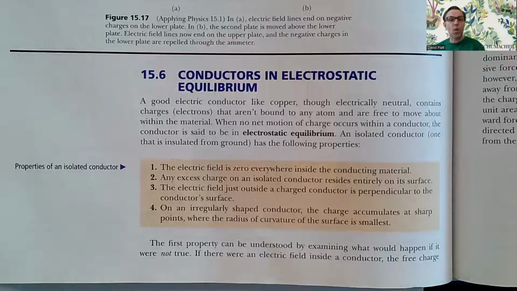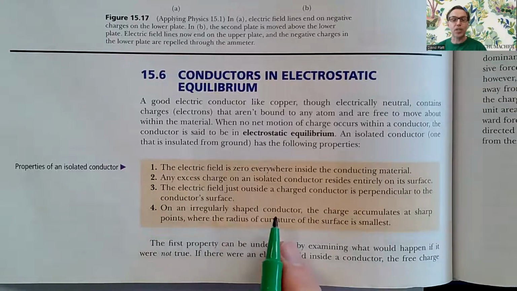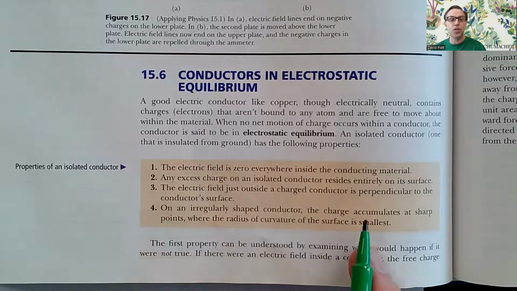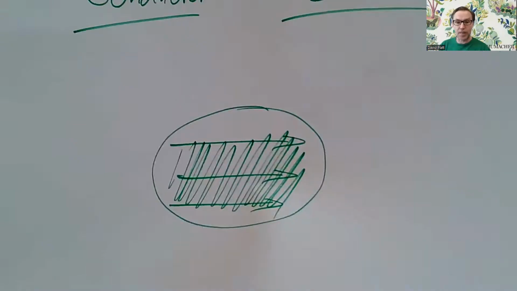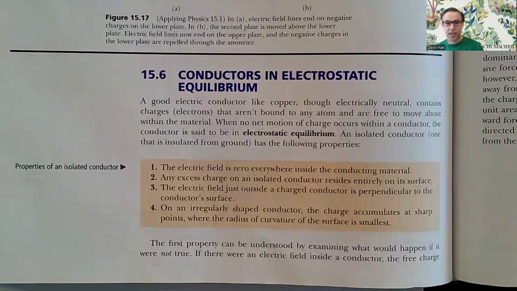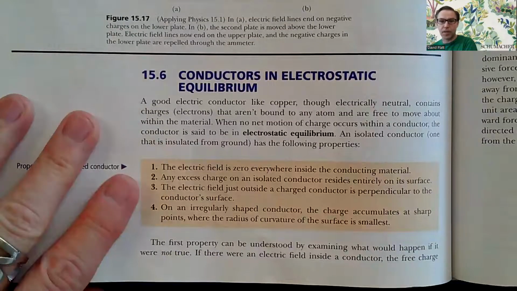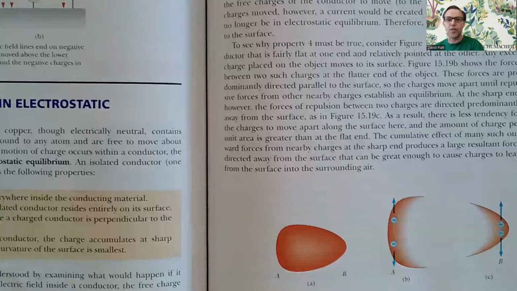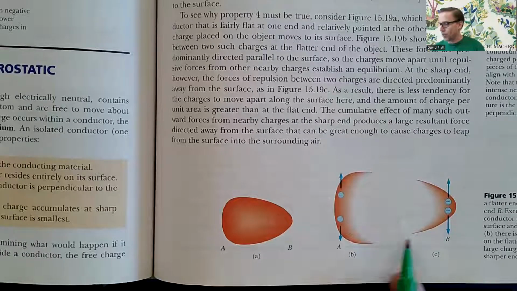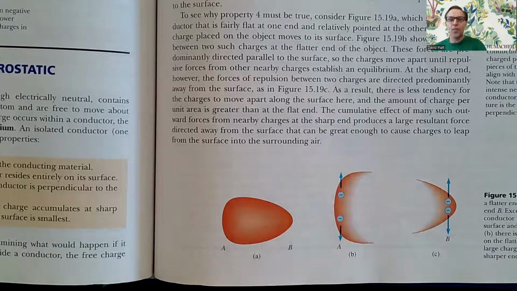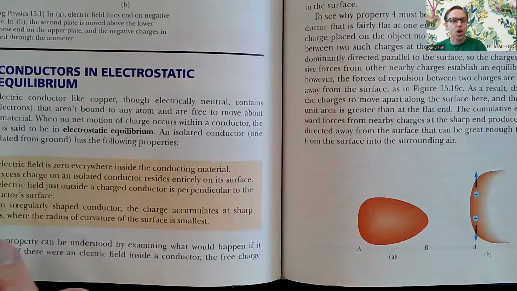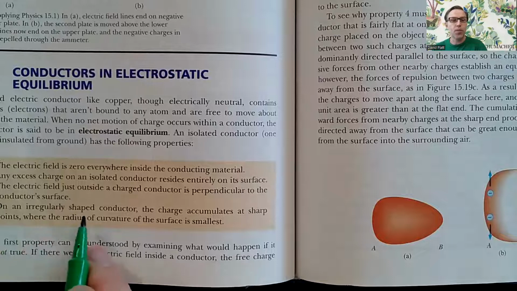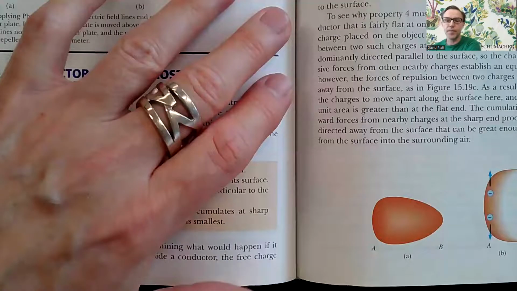What is point number 4? On an irregularly shaped conductor, the charge accumulates at sharp points. So I've been drawing regularly shaped conductors for you, things kind of like circles. What if I draw an irregularly shaped conductor? Now I'm just going to show you the picture in the book because whenever I try to draw this, I draw it wrong. So this is an irregularly shaped conductor. And what it's saying is the charge accumulates at sharp points where the radius is smallest.